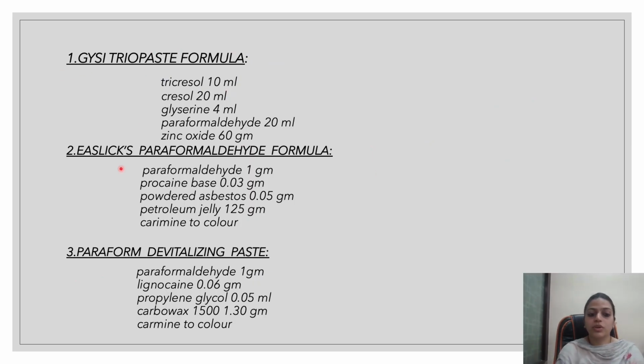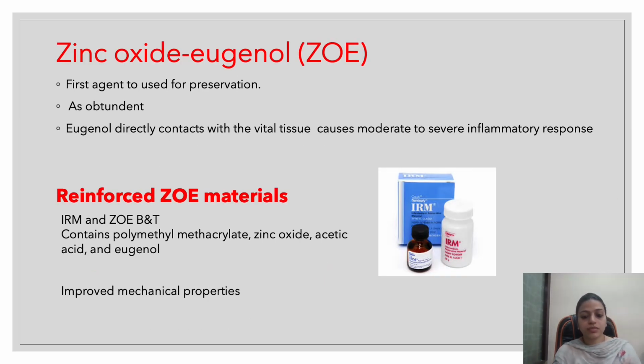There are certain modifications like Gysi's Triopaste formula. The composition is written over here. All these have mainly paraformaldehyde in their composition. Also the Easlick paraformaldehyde formula and Paraform devitalizing paste. All these render the pulp tissue inert and the bacteria also. They have a bactericidal effect, and thus these are used in the procedure.